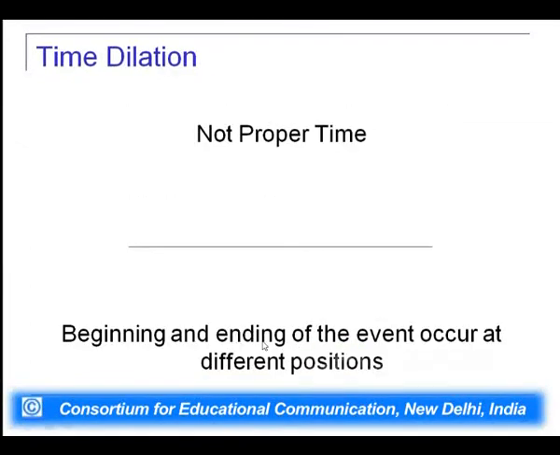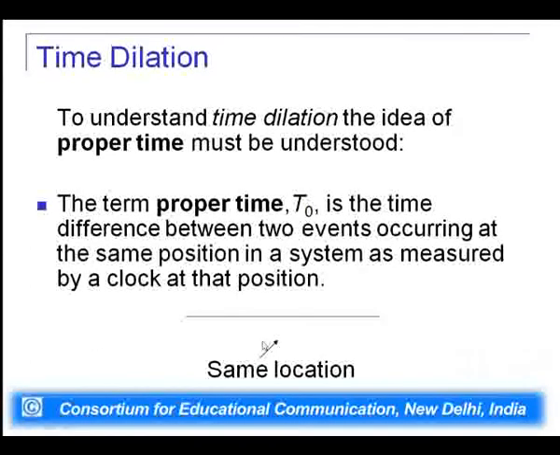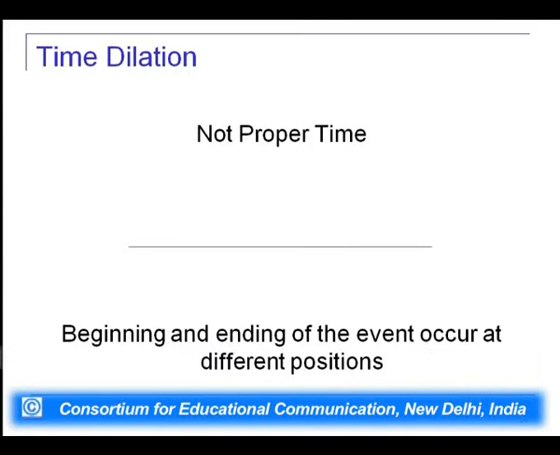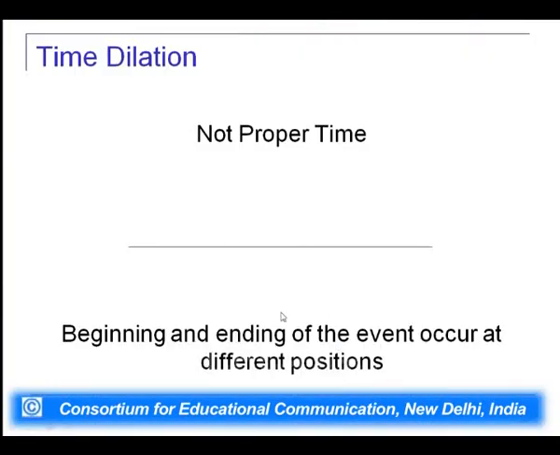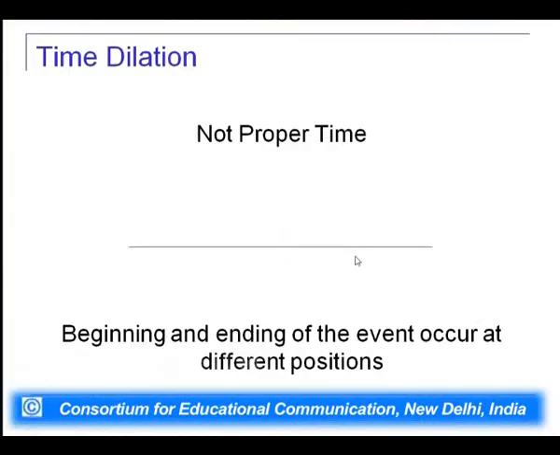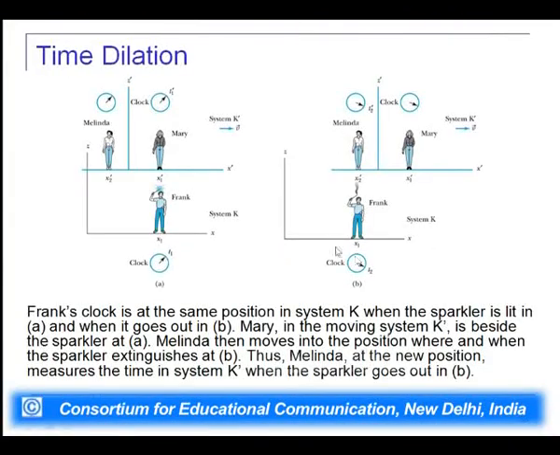Here we consider a body which is moving. The time dilation is defined for a time that is not a proper time, where the beginning and ending of the event occur at different positions. Here we see that the time is not proper. We define it by an example.